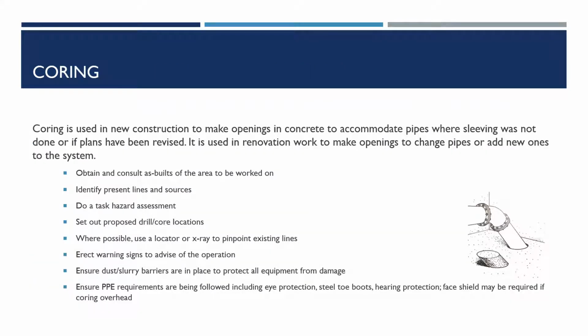Coring. Coring is used in new construction to make openings in concrete to accommodate pipes where sleeving was not done or if plans have been revised. It is used in renovation work to make openings to change pipes or add new ones to the system. Obtain and consult as-builts of the area to be worked on. Identify present lines and sources. Do a task hazard assessment. Set out proposed drill core locations.